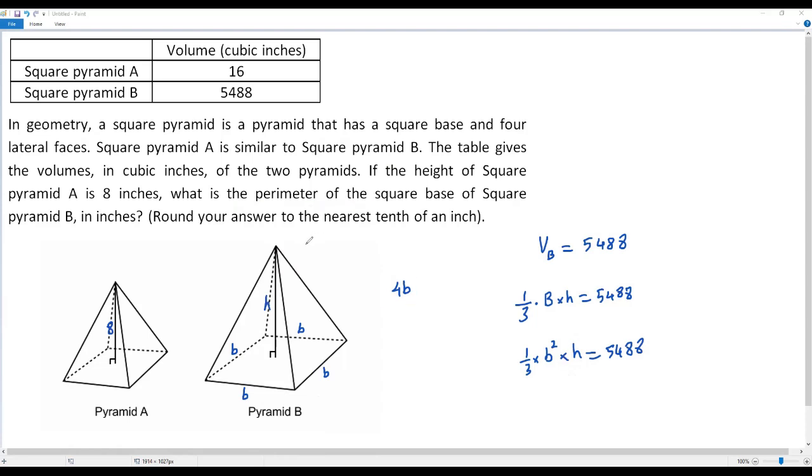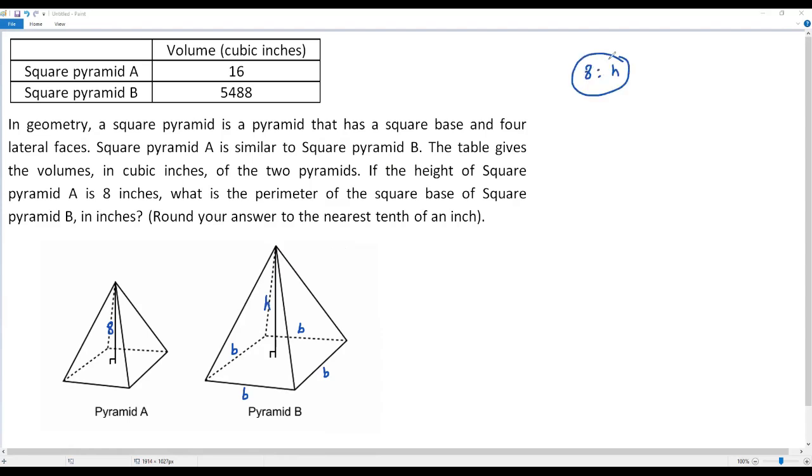Okay, how do we get the value of height? Now let's consider the heights of the two pyramids. Actually, the heights of two pyramids are a pair of corresponding linear dimensions. Now let me get the ratio of the heights of the two pyramids. That is 8 to h. So we can say this is the ratio of the heights of the two pyramids, or the ratio of the lengths of corresponding linear dimensions.